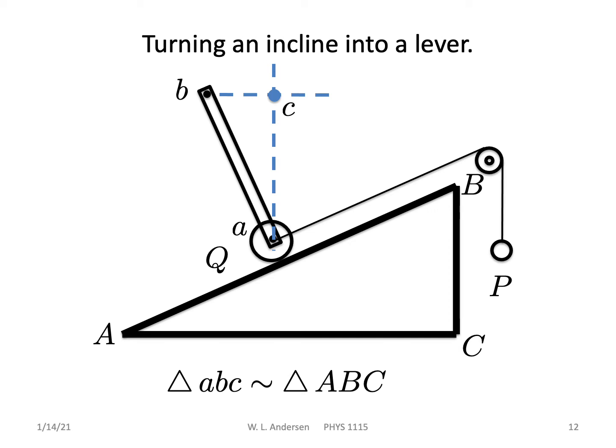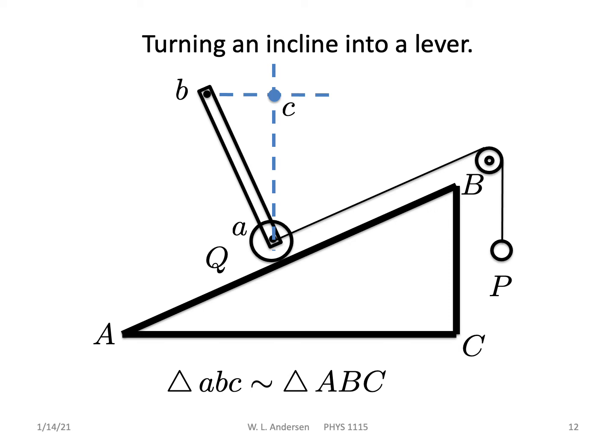Now, it will be useful to add some imaginary dotted lines as shown. A vertical line passing through the point A, the center of the weight Q, and a horizontal dotted line passing through the rotational axis lowercase b, and they intersect at the point C.